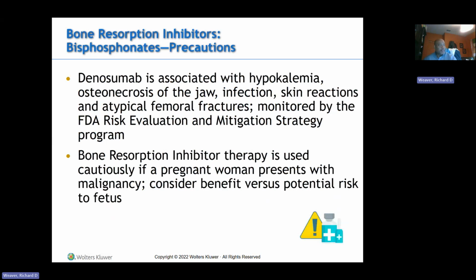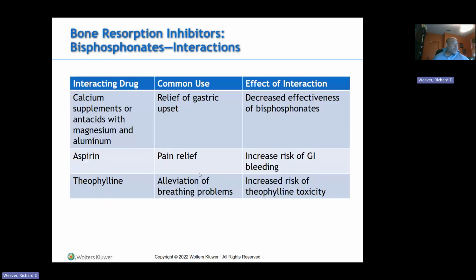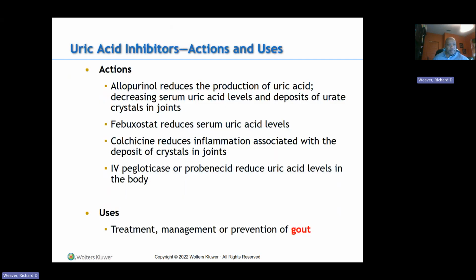Now, bone resorption inhibitor therapy is also used with caution in women with malignancy, and of course, we have to consider the benefit versus potential risk to the fetus. A pregnant woman might need it, but it is again used with caution. All right, and this is the interaction table. Take a look at it.